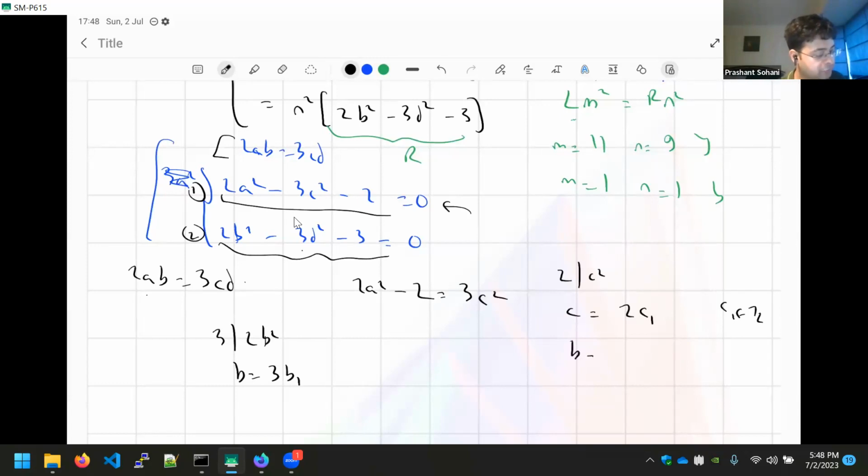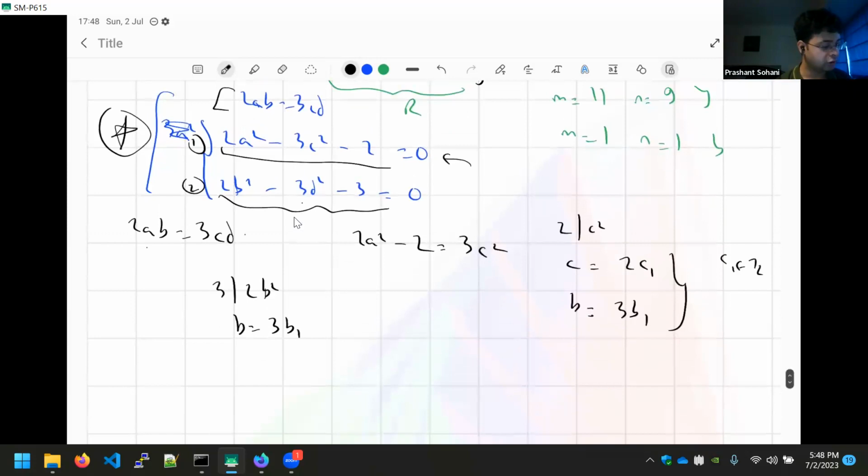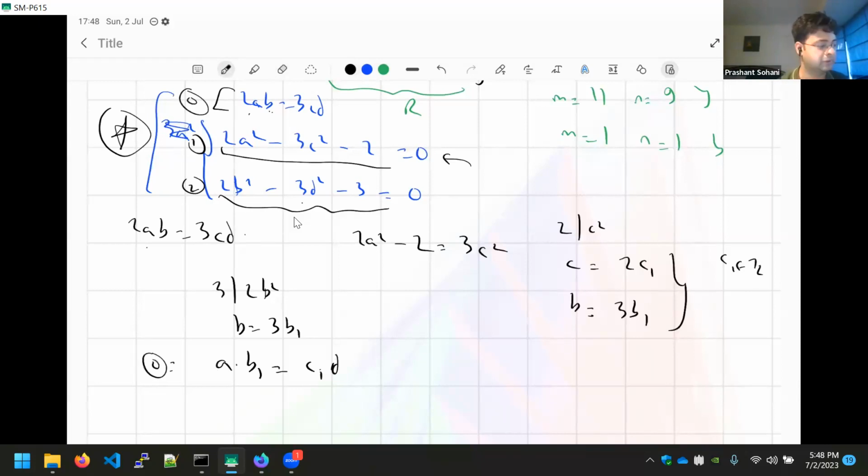Okay, so this important substitution that c is 2 times c1 and b is 3 times b1. So I can replace all occurrences of b and c with these new terms. If I do that, my entire system will get rewritten into a new equation. First thing you'll observe is that because b will be replaced by 3b1, this 2 and 3 will get cancelled. And so what we will be left with is actually a times b1 is equal to c1 times d. So this is what condition 0 gives us.